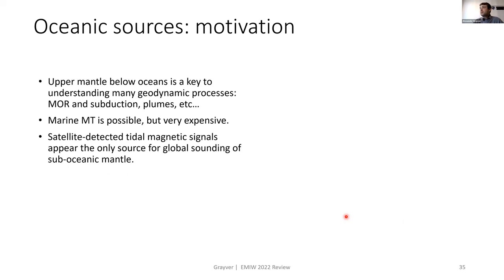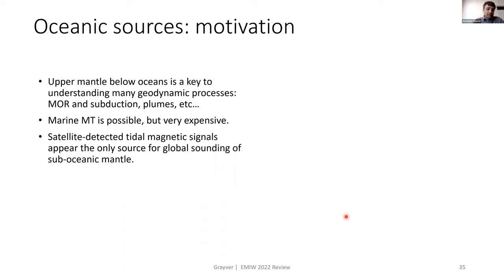So the idea and motivation behind using oceanic sources again goes back to the fact that we have very little data from the oceans. There have been brilliant marine MT studies, which made it to high impact journals and generally unraveled a lot of new details about the suboceanic mantle. But it's very limited what you can do in terms of marine MT. I mean, you can never do something like US array in the middle of the Pacific. Therefore, the largest part of the oceanic mantle remains terra incognita for us.